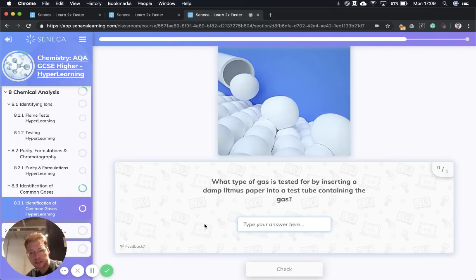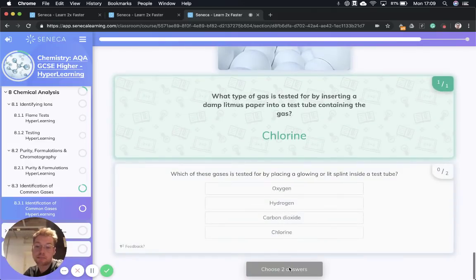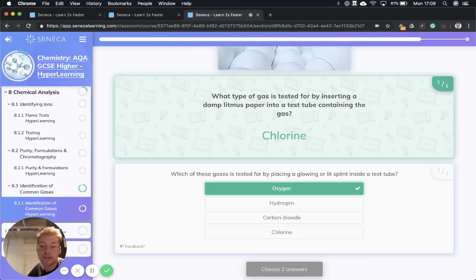So we've gone over some really important gas tests, but let's do some questions to consolidate what we've covered. Are you excited? I'm so excited. Which of these gases is tested for by placing a glowing splint inside a test tube? Oxygen, hydrogen, carbon dioxide, or chlorine? You know this. It is oxygen.